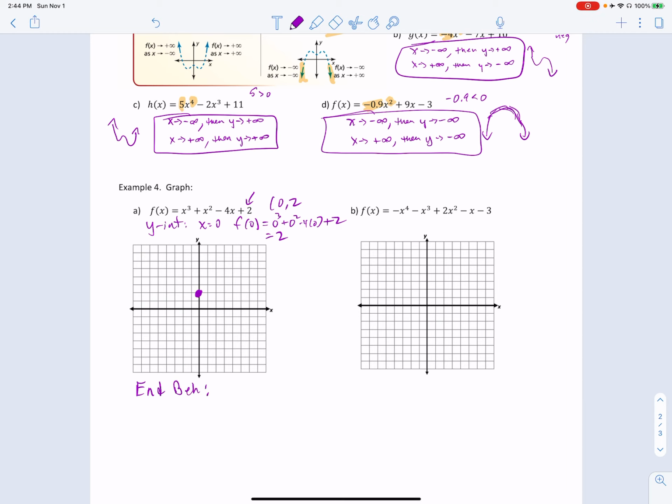And then end behavior. Follow the example we had above. This is odd, so that means one end is up and one end is down. It has a positive leading coefficient. So I know on the left it goes down and on the right it goes up. Since it's of degree 3, it could have up to 2 turning points. And so my end behavior, and you have to actually list it: as x goes to negative infinity, then y goes to negative infinity. As x goes to positive infinity, then y goes to positive infinity.